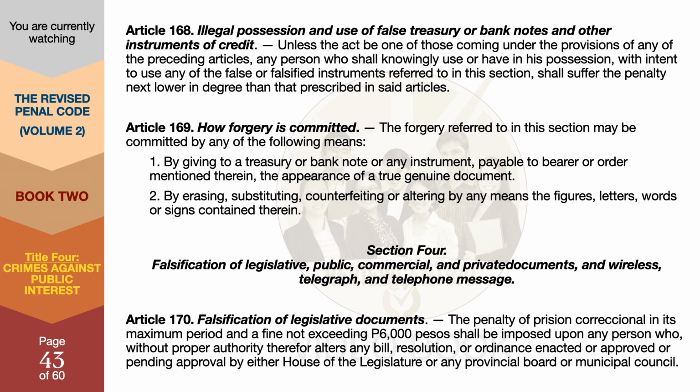Article 169. How forgery is committed. The forgery referred to in this section may be committed by any of the following means. 1. By giving to a treasury or bank note or any instrument payable to bearer or to order mentioned therein, the appearance of a true genuine document. 2. By erasing, substituting, counterfeiting or altering by any means the figures, letters, words or signs contained therein.